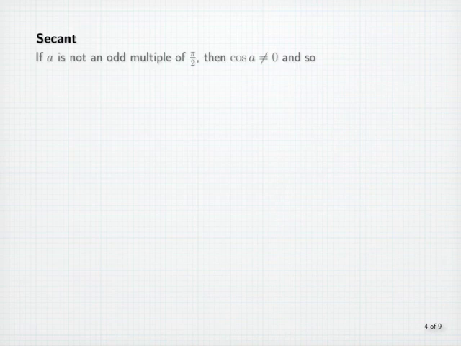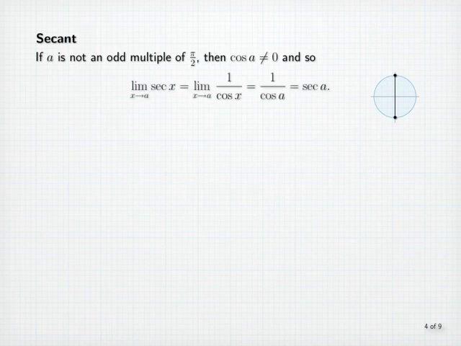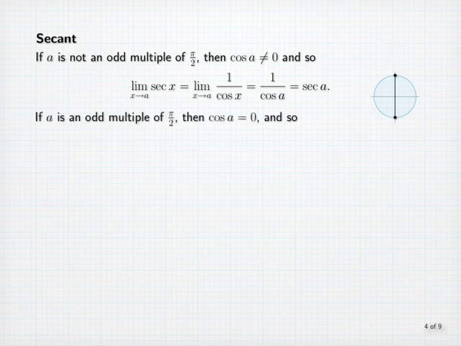Secant. If a is not an odd multiple of pi over 2, then cosine of a is not 0, and so the limit as x approaches a of secant x is the limit as x approaches a of 1 over cosine x, which is just 1 over cosine a, and that's secant a. If a is an odd multiple of pi over 2, then cosine of a is 0, and therefore the limit as x approaches a of secant x does not exist. Notice that if a is an odd multiple of pi over 2, then a corresponds to one of the points at the top or the bottom of the unit circle shown in the figure.